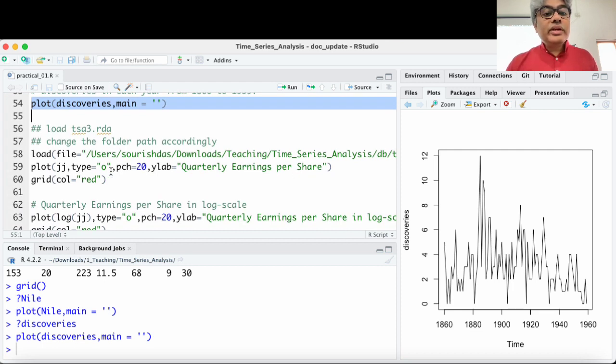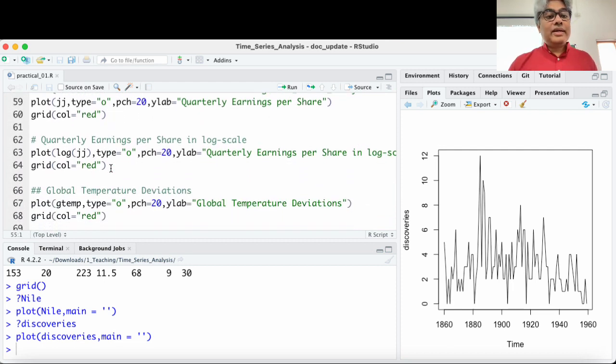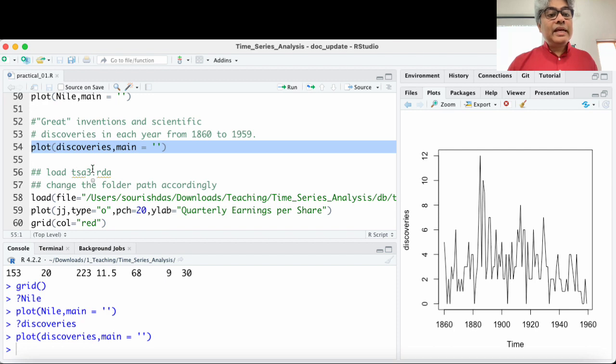So this is the Johnson & Johnson dataset we have already discussed. There is a TSA3.RDA data which is also available in the GitHub. I will also make it available in the Moodle. You should not have any problem.